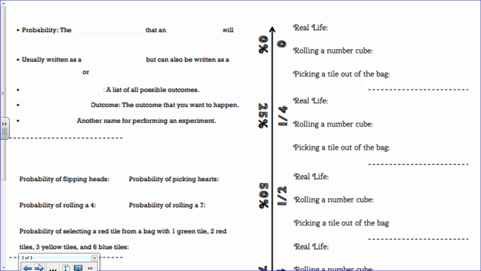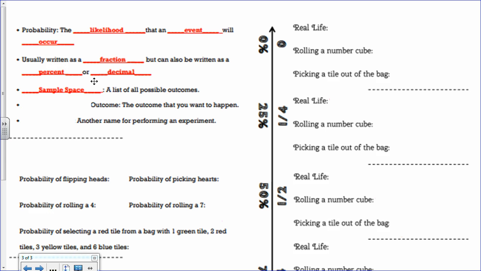So going back to our foldable, define probability. Probability is the likelihood that an event will occur. It's usually written as a fraction, but can also be written as a percent or decimal. Sometimes it's easier with probability to write it as a percent when you're comparing the probabilities, but more often than not, we see it written as a fraction.